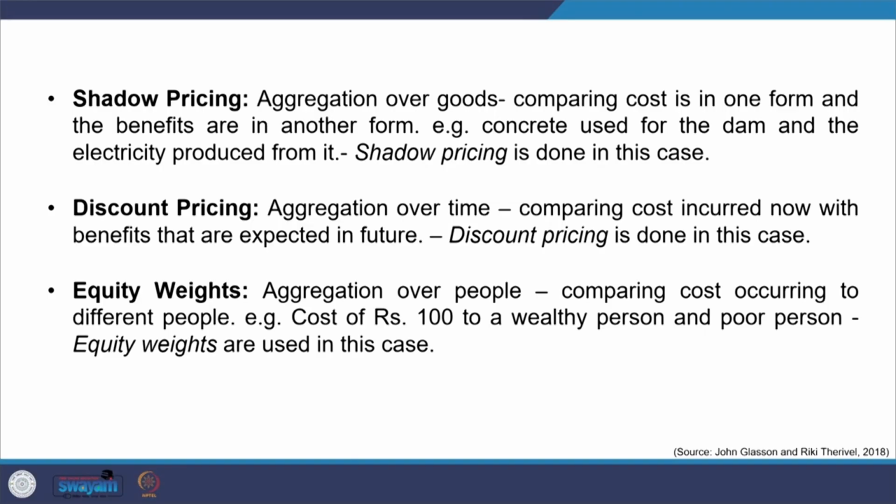And then you also have equity weights. Here you also aggregate over the people, like 100 rupees benefit to me versus 100 rupees benefit to some other person who has less purchasing capacity. What would 100 rupees mean to that person, and what would 100 rupees mean to a very, very rich person? So we generally aggregate the cost across different groups. So that is equity weights.